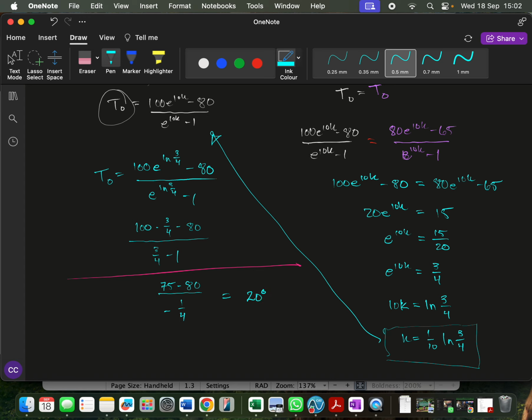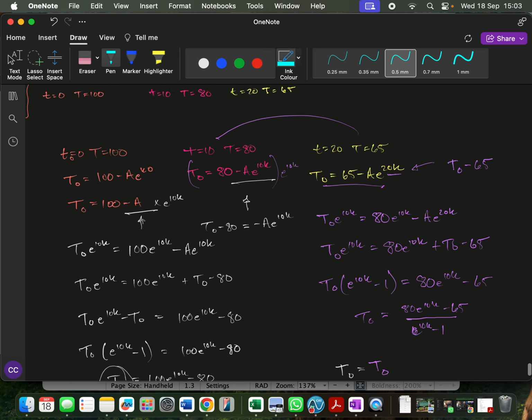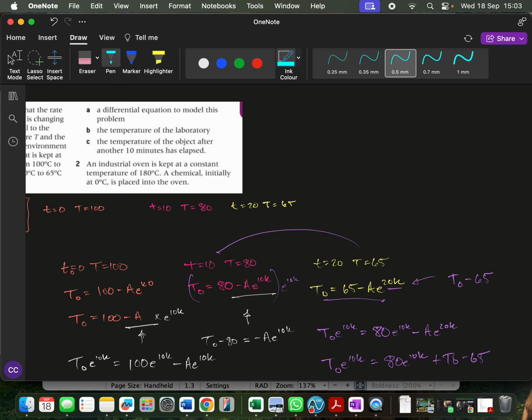Now I did that by hand. You could also just plug and chug with your calculator. So, what a pain in the rear end. So my initial temperature, or my temperature of the laboratory, is 20 degrees. Now I need to find the temperature of the object after another 10 minutes has elapsed.